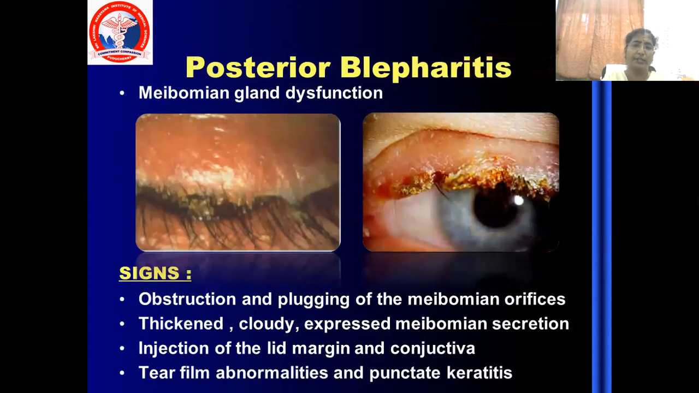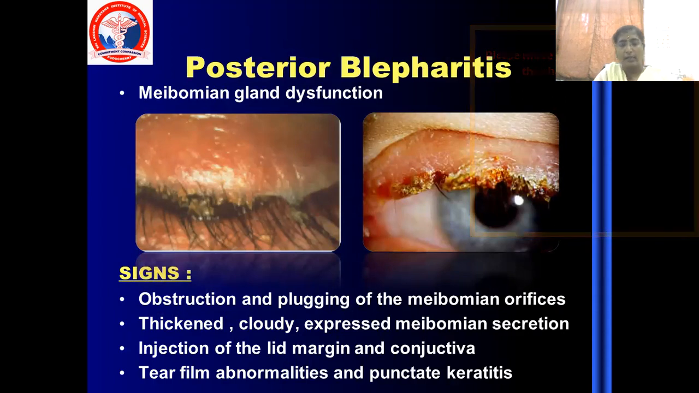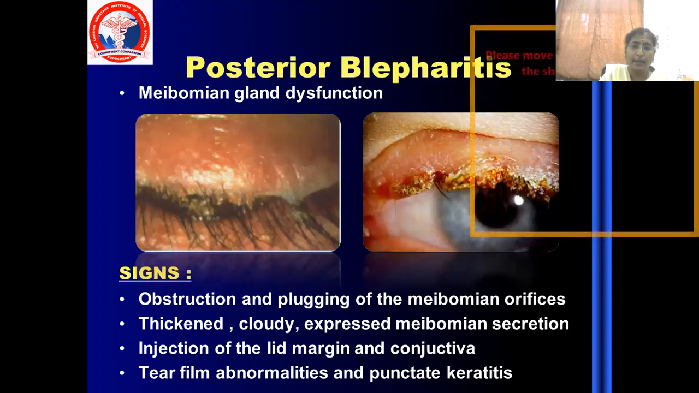Next is posterior blepharitis. So we divided into anterior blepharitis and posterior blepharitis. Posterior is mainly the meibomian glands, so it is meibomian gland dysfunction, and the signs include obstruction and clubbing of the meibomian orifices, thick and cloudy expressed meibomian secretions, and injection of the lid margin and conjunctiva. So there is congestion of the lid margin and congestion of the conjunctiva, and there can be tear film abnormalities and punctate keratitis.